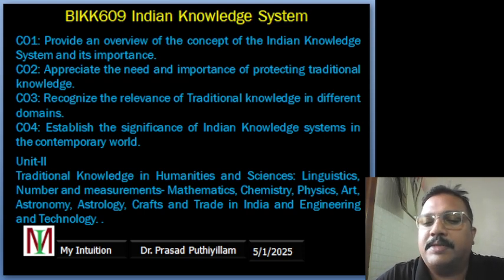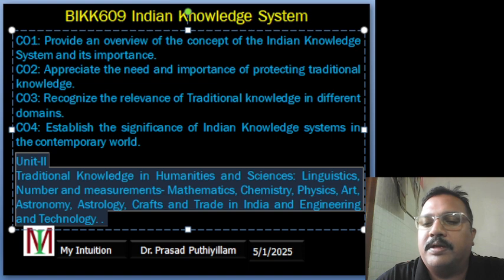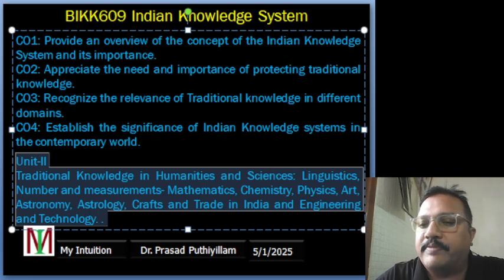Okay, so this is the syllabus which is given for module 2 or unit 2. Linguistics, number measurements, mathematics, chemistry, physics, art, astronomy, astrology, craft and trade in India, and engineering and technology. How they flourished during the traditional knowledge system of India.